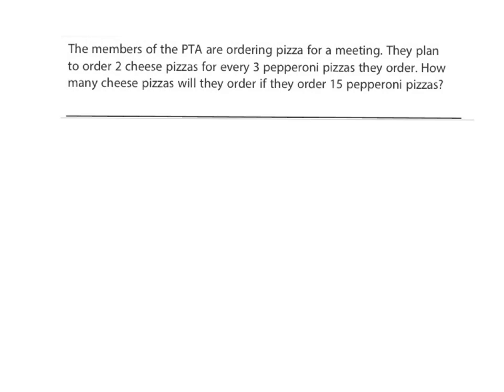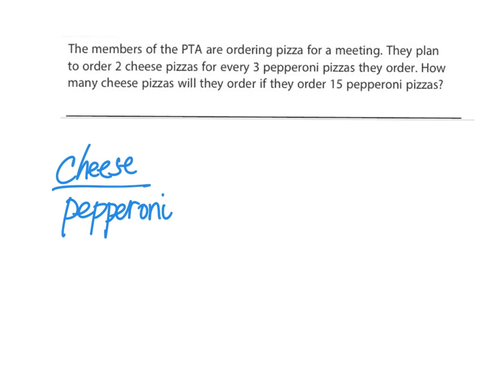The members of the PTA are ordering pizza for a meeting. They plan to order 2 cheese pizzas for every 3 pepperoni pizzas they order. How many cheese pizzas will they order if they order 15 pepperoni pizzas? So we're going to look at our original ratio of cheese to pepperoni pizzas. And in our problem it says they're going to have 2 cheese pizzas for every 3 pepperoni. So it's a 2 to 3 ratio. We're going to set up a proportion with what we know.